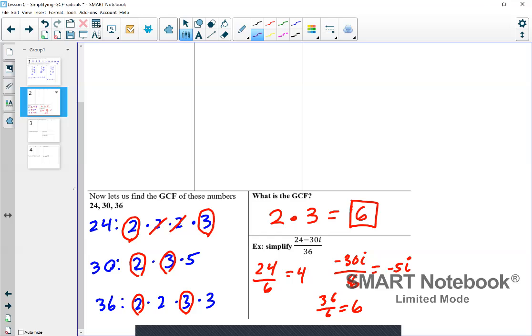Now that we reduced it, let's put it properly where they will go. So we said 24 divided by 6 is a 4. And negative 30i divided by 6 is negative 5i. And 36 divided by 6 gives us 6. So if we wanted to simplify this, we would say the GCF and the number that it can be simplified by is 6. And then this would be our final simplest answer.